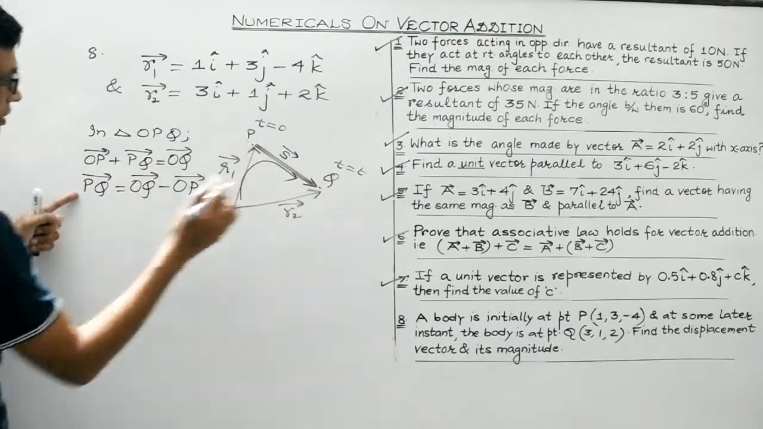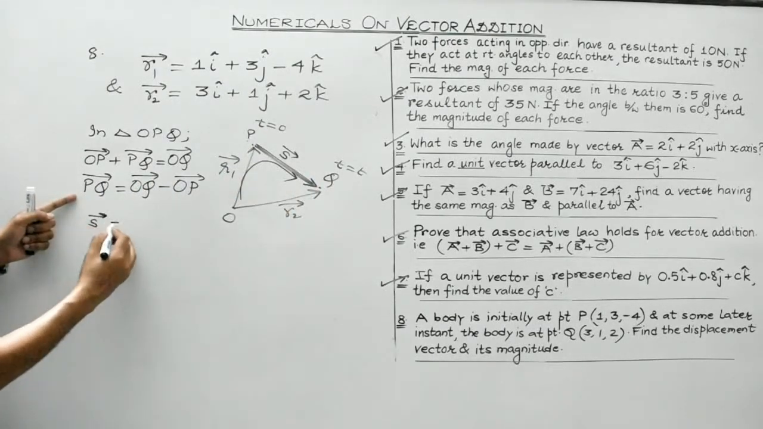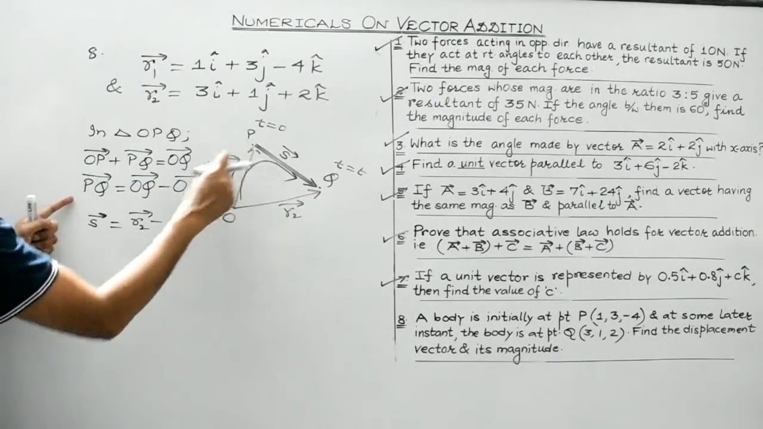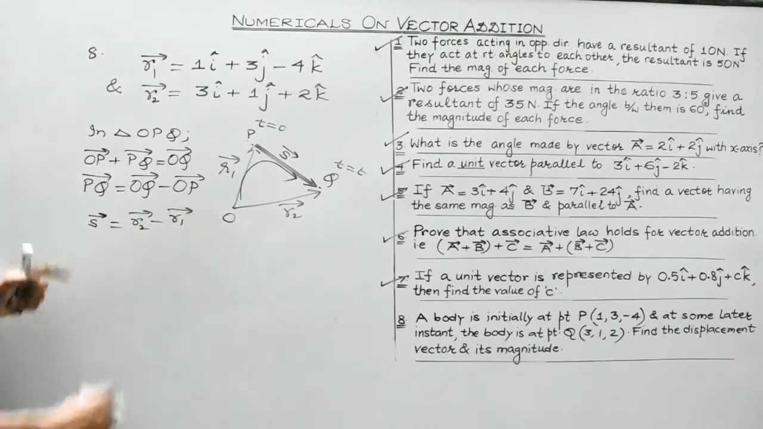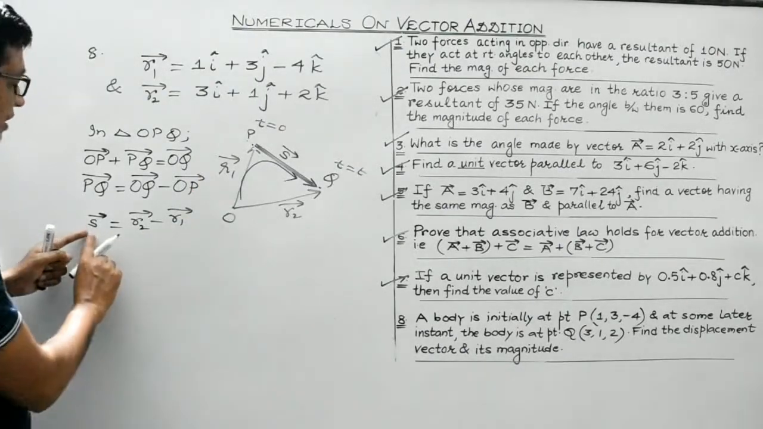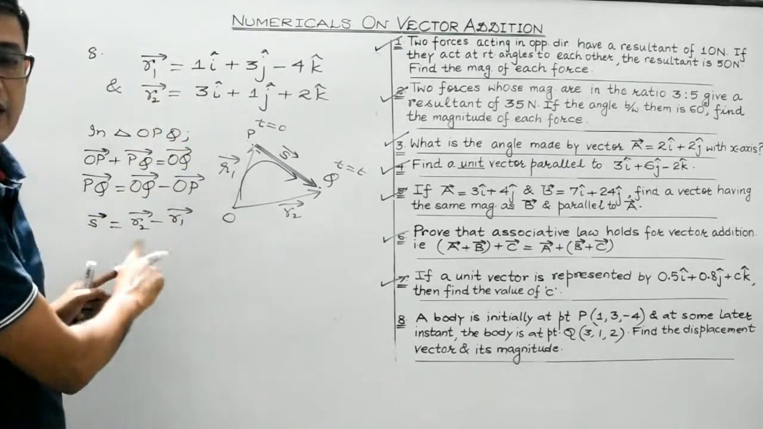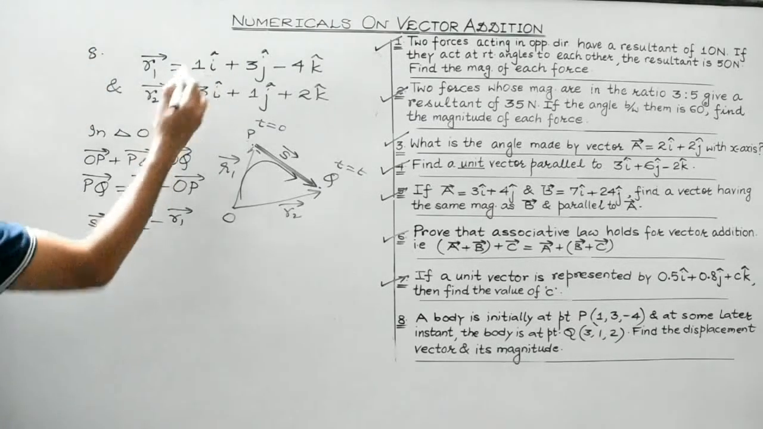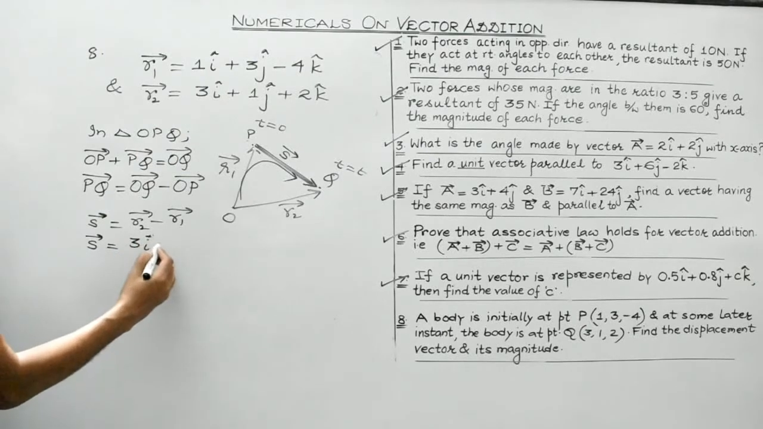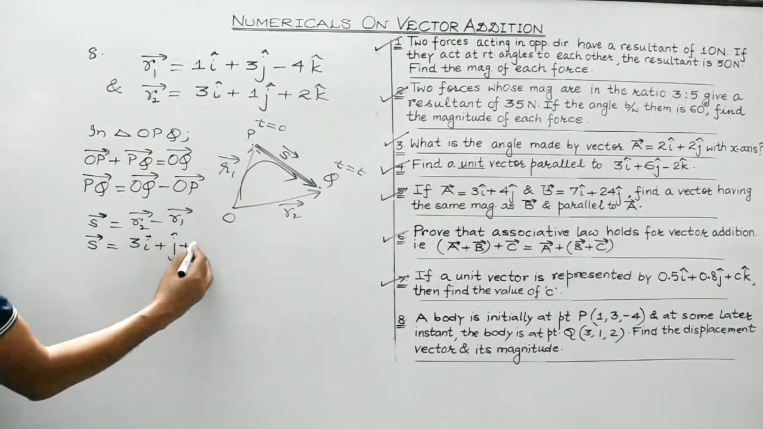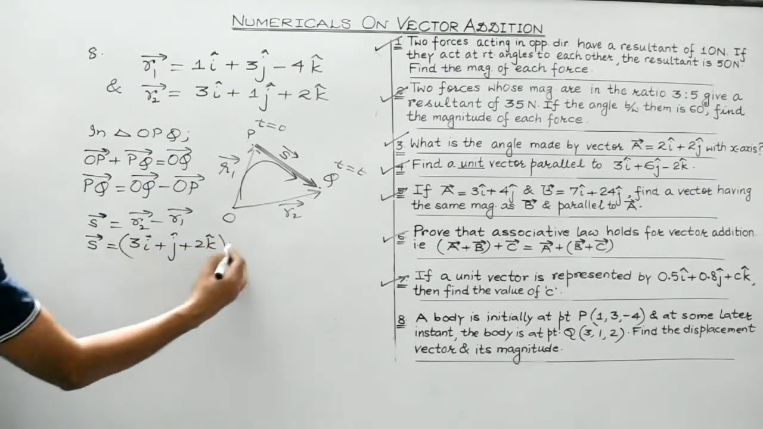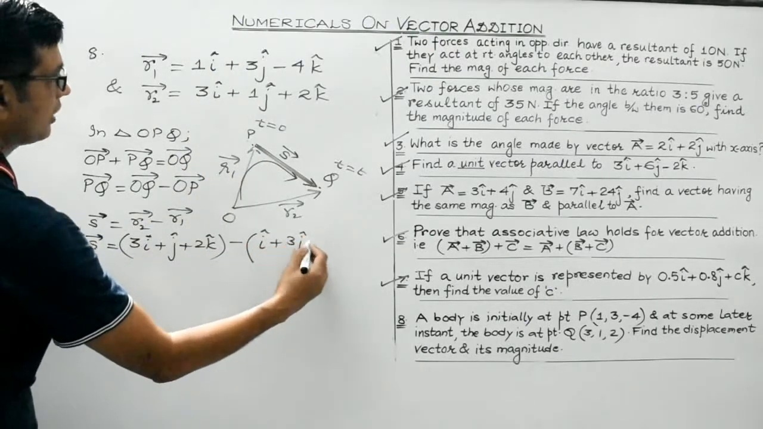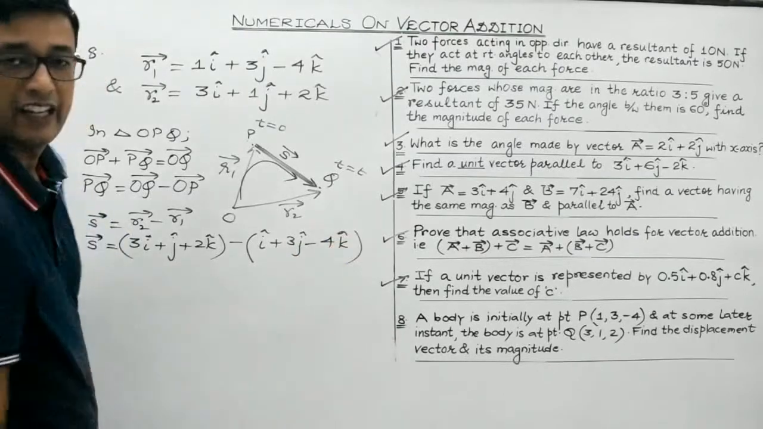Now in this triangle, let's substitute the values. PQ vector, it is the displacement vector, S vector. OQ vector, it is R2 vector. Minus OP vector, it is R1 vector. So students, in order to obtain the displacement vector, let's substitute the values of R1 and R2 vector over here. So we get S vector is equal to R2 vector, it is 3i cap plus j cap plus 2k cap, right? Minus R1 vector, which is i cap plus 3j cap minus 4k cap.